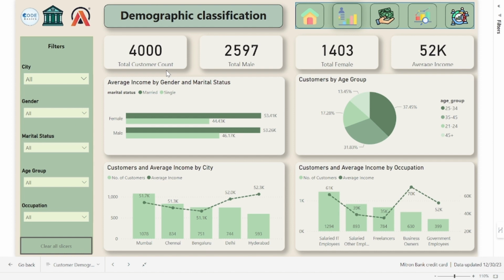This KPI shows that the total customers are 4,000, and out of them 2,597 are male and 1,403 are female, and the average customer income is 52,000.